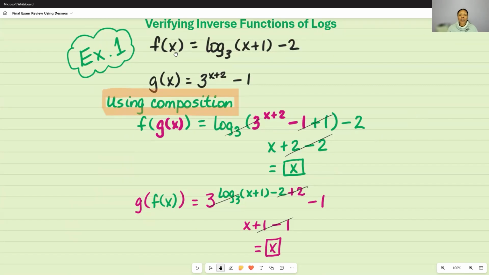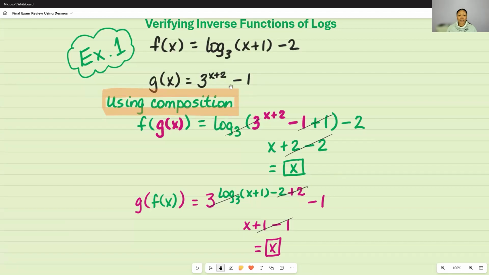I'm going to take my function f of x and type that in my first row in Desmos, and I'm also going to take the function g of x and type that in the second row of Desmos. And then I'm going to show you how you can tell whether or not they are inverses of each other. But if you just wanted to know how to do the composition method, what I'm doing is I'm actually taking f of g of x.